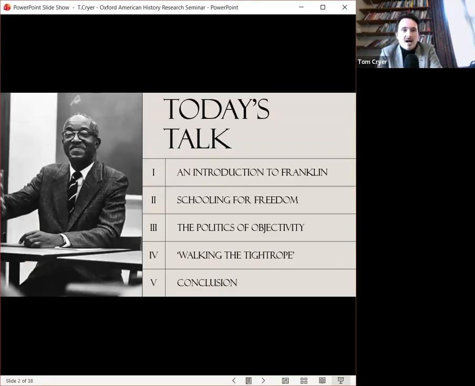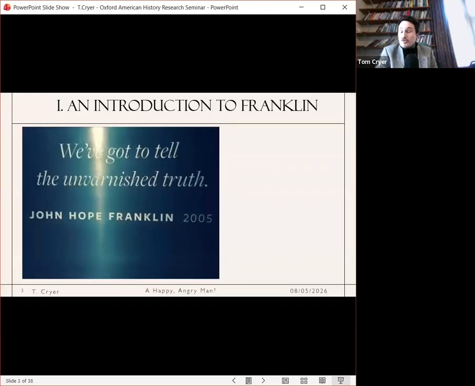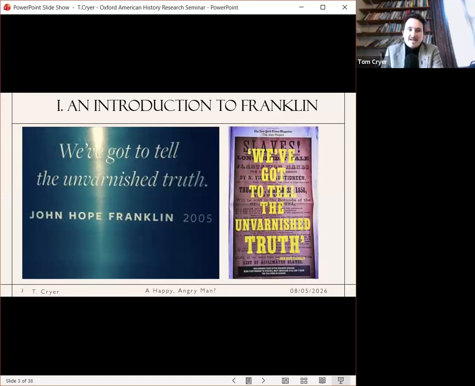Yes, fantastic. Okay. So first, for those of you who may not be familiar, who was John Hope Franklin? Well, perhaps it's best to begin here. The first words visitors to the National Museum of African American History and Culture in Washington, D.C. encounter when they enter the history galleries are Franklin's, instructing them just before they tour the replica slave ships to tell the unvarnished truth about their nation. An instruction that also found its way to the front page of the 1619 Project.